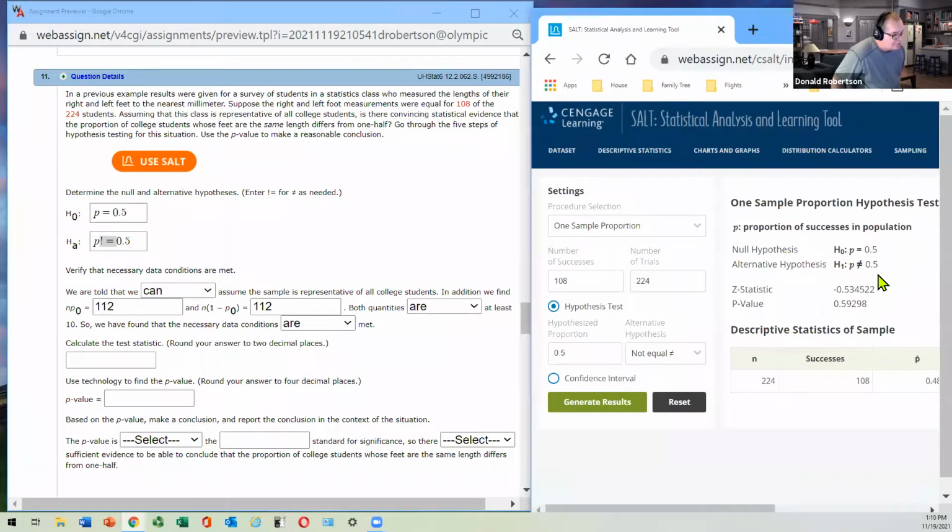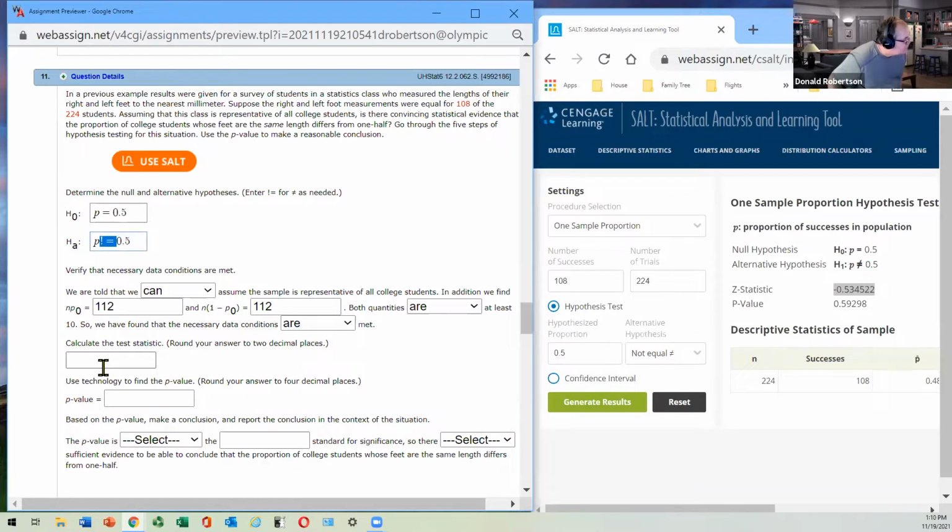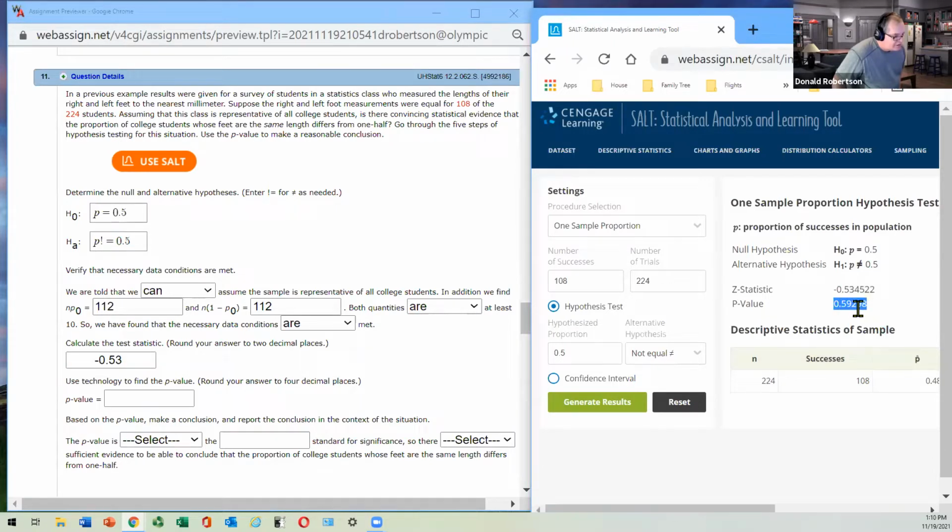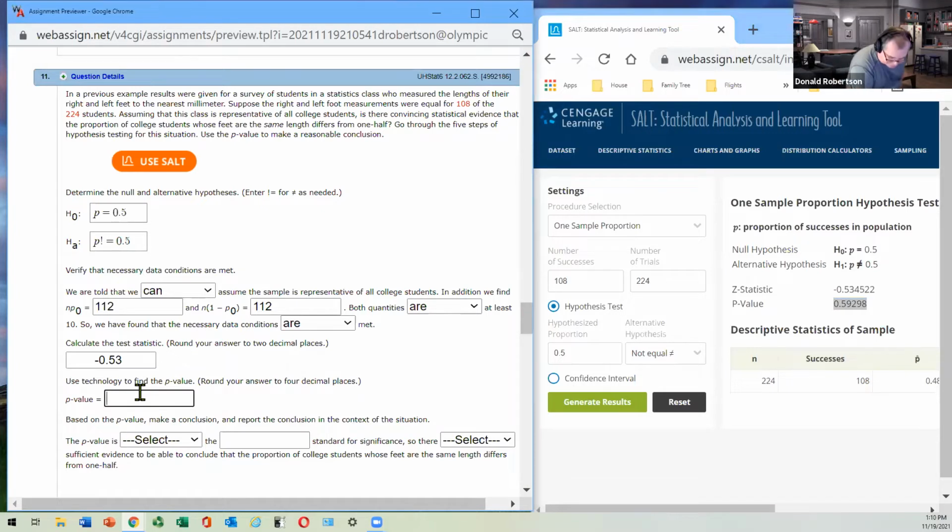You see we've got the null and alternate. The guy that they're calling the statistic is actually the z-score. So I'm just copying that and pasting it in this box. And I'm doing it to 2 decimal places, so he becomes 0.53. And the p-value is not very significant at all. And to 4 decimal places, that 29 turns into a 30.